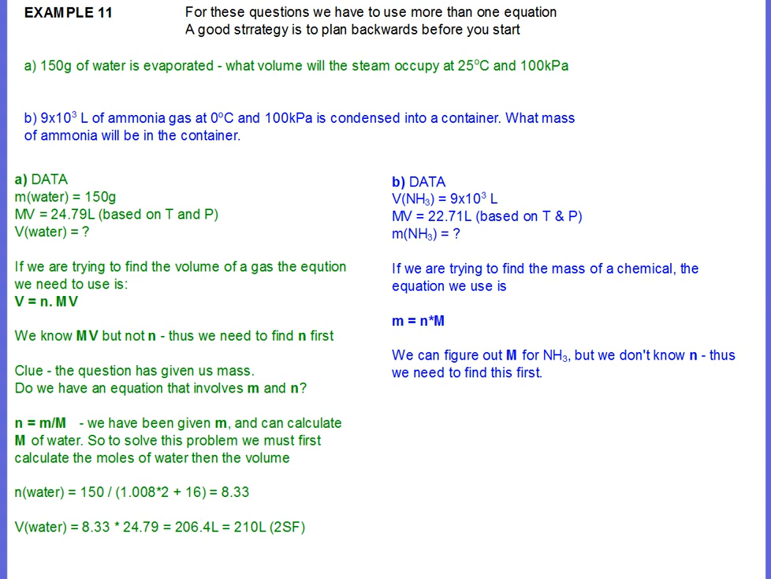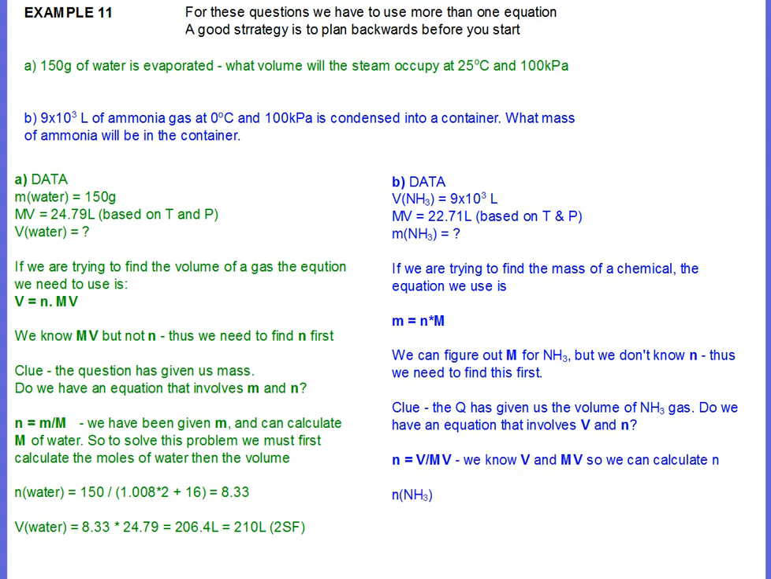And how are we going to calculate the number of moles? Well, the clue is the question is giving us the volume of gas. And do we have an equation that involves number of moles, the thing we're trying to find, and volume? Well, the answer is yes, we do. We have number of moles equals volume divided by molar volume, and we know the volume, we know the molar volume, therefore we can calculate the number of moles of ammonia, which is going to be 9,000 divided by 22.71 from our data up here. So we know we've got 396.3 moles of ammonia.